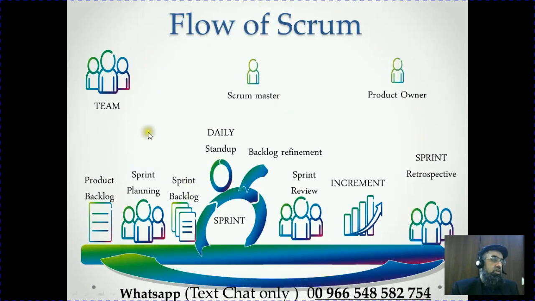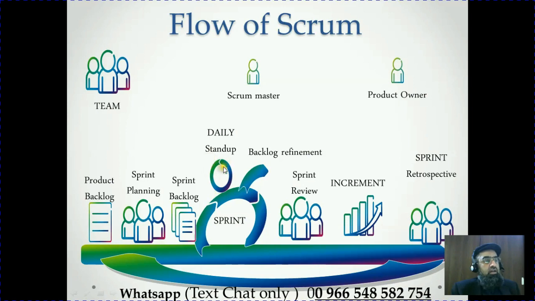Flow of Scrum, once again that is a revision of the same concept. The team is here, Scrum Master and the product owner. So these 3 are the roles of the Scrum. Then what we have in the beginning, we have a product backlog, which is an ongoing list of items for the whole project. At the beginning of every sprint we do the sprint planning. We move some items from the product backlog to the sprint backlog, and then we start working on that sprint.